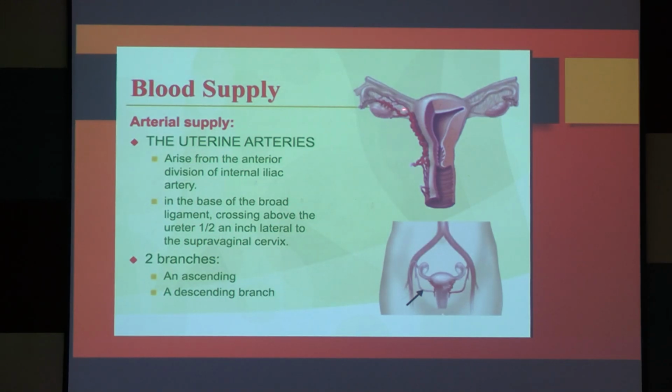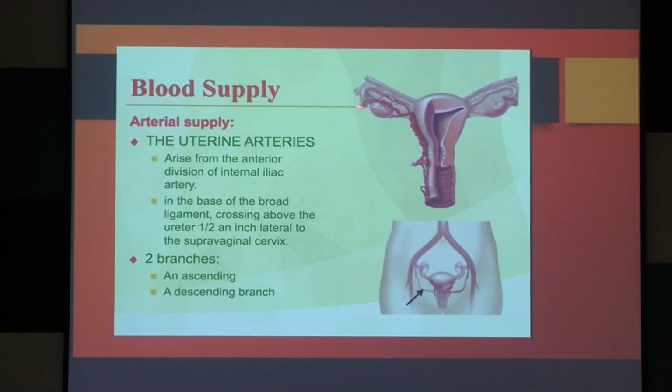Then you see the terminal branch. One terminal branch is here at the cornu, and another is going along the mesosalpinx, that means parallel to the broad ligament. It is anastomosed with the ovarian artery. See, the ovarian artery is a branch of the abdominal aorta. So the ovarian artery comes from here and enters here, and the uterine artery coming from here is a branch of the anterior division of the internal iliac artery.